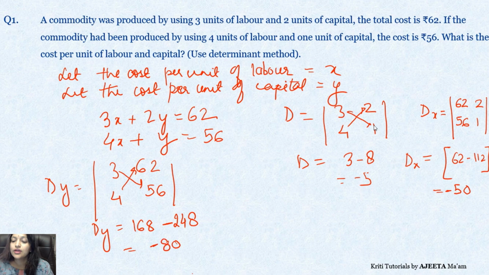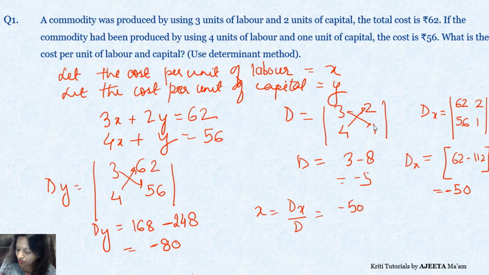Just check everyone. Is it clear to all? We are getting all the values in negative, so don't worry, our cost will come out to be positive. Don't worry about it. Okay, so we are getting the values as minus 5, minus 50 and minus 80. Now let's use the formula. So x will be what? Dx upon D.